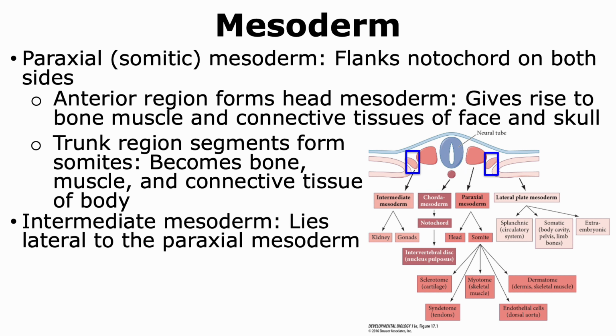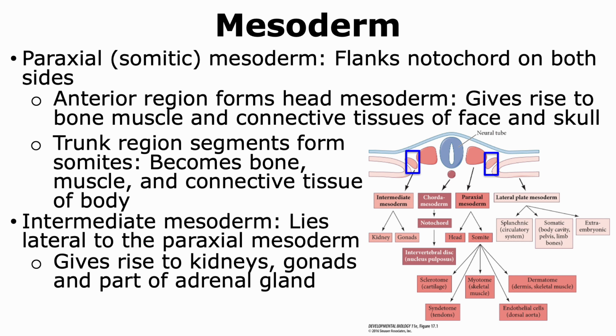Now, when we look at the intermediate mesoderm, it is the portion of the mesoderm that lies lateral, or to the sides, of the paraxial mesoderm. The intermediate mesoderm gives rise to organs like the kidneys, the reproductive structures or gonads, and part of the adrenal gland.